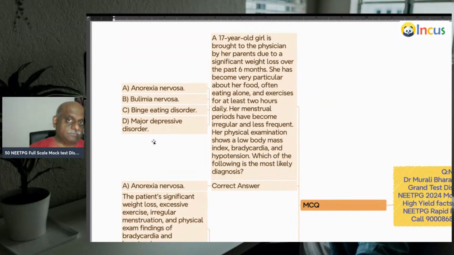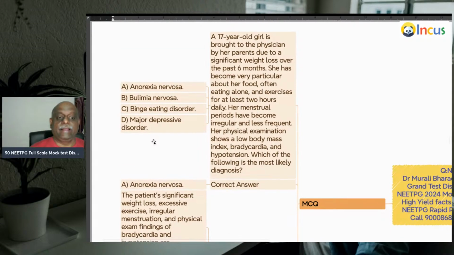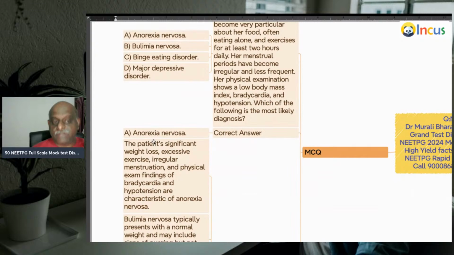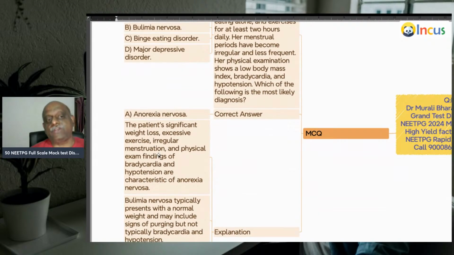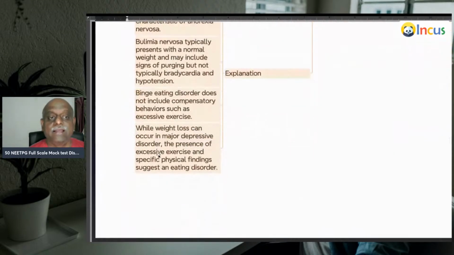A 17-year-old with significant weight loss, excessive exercise, irregular menstruation, physical exam findings of bradycardia, hypotension. They are all the features of anorexia nervosa, is what you should remember.